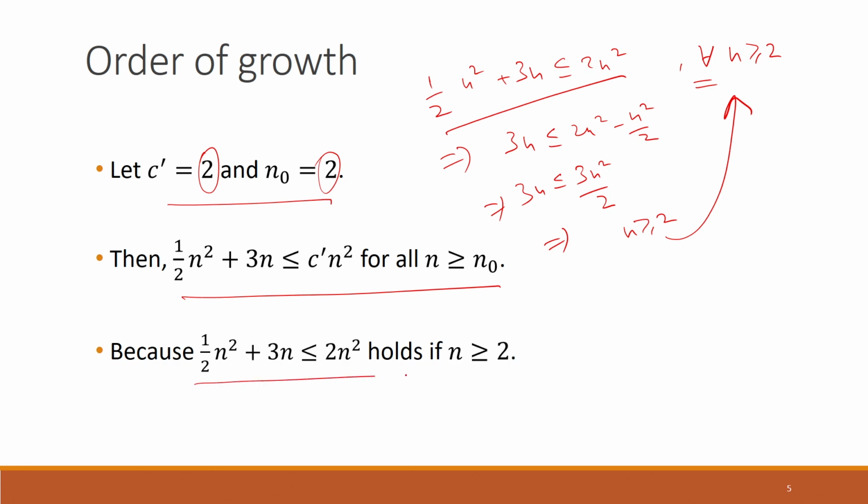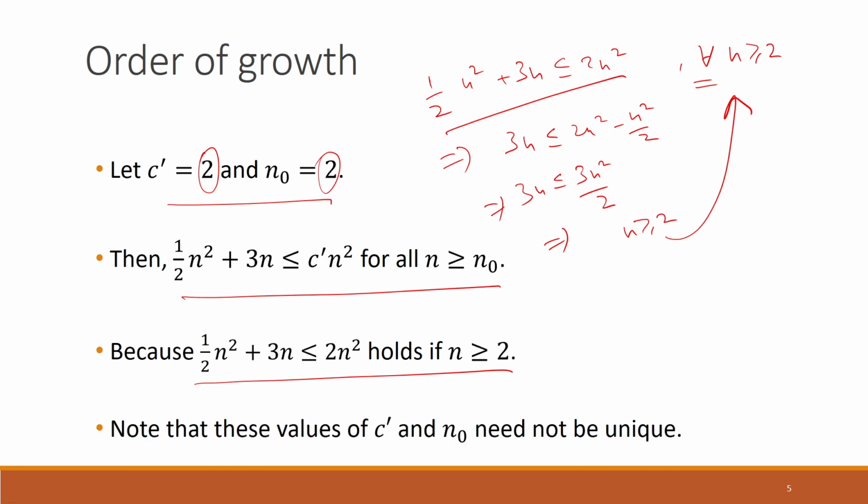So, we just proved that half n square plus 3n is less than or equal to 2n square, and this holds for all n greater than or equal to 2. Now, one thing to note here is that these values c dash and n naught need not be unique. For example, you can choose c dash equal to say 4 and n naught equal to 2. Even then you will be able to prove that half n square plus 3n is less than or equal to 4n square for all n greater than or equal to 2.